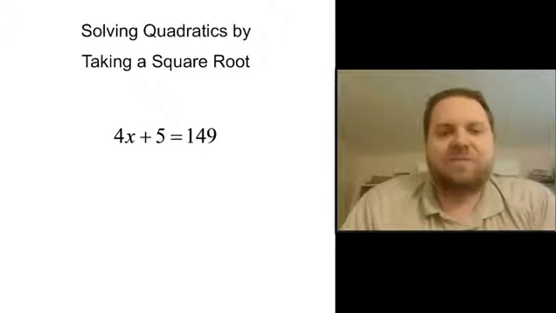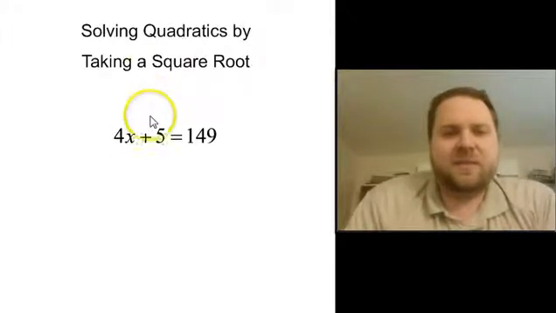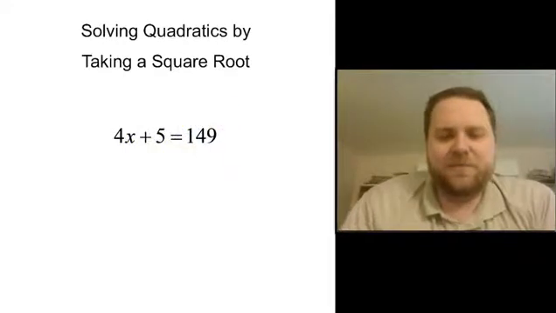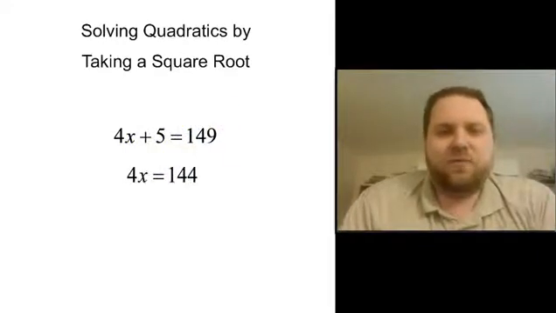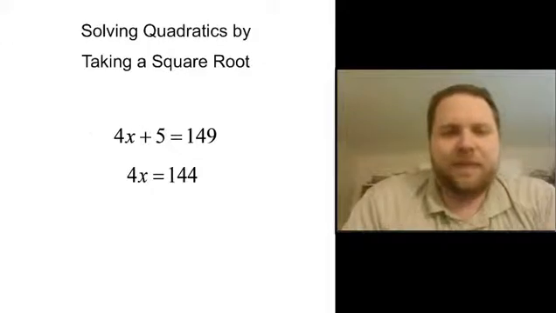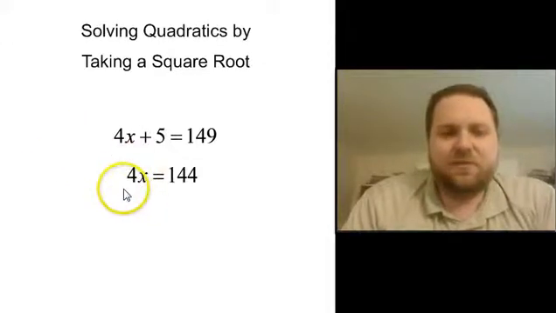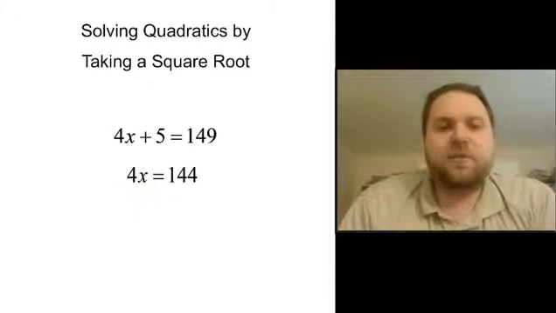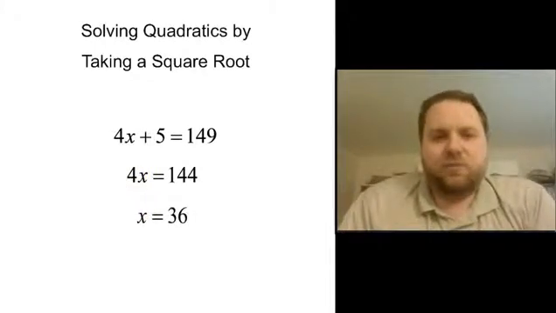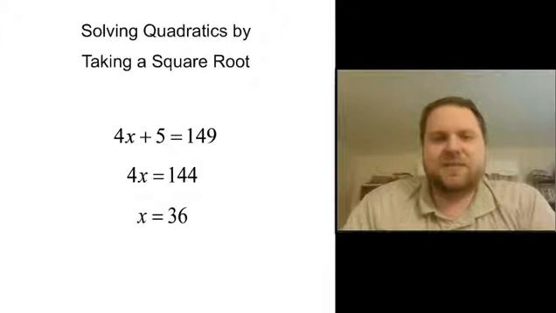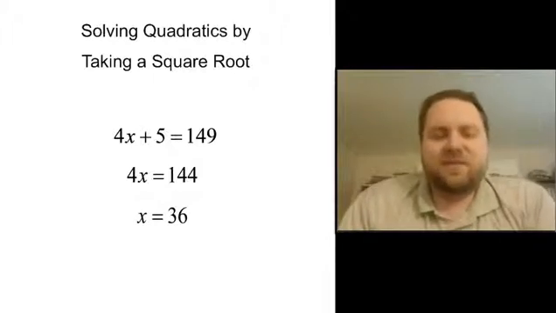This is pure review, nothing new here. We take 5 and we subtract that from both sides so that this 5 will disappear and move over here. And when we do that, we get 4x equals 144. Now, we want to get this x by itself, so we take this 4 and divide both sides by 4. And when we do that, we end up with x being 36. So what we've done here is we've solved this equation.